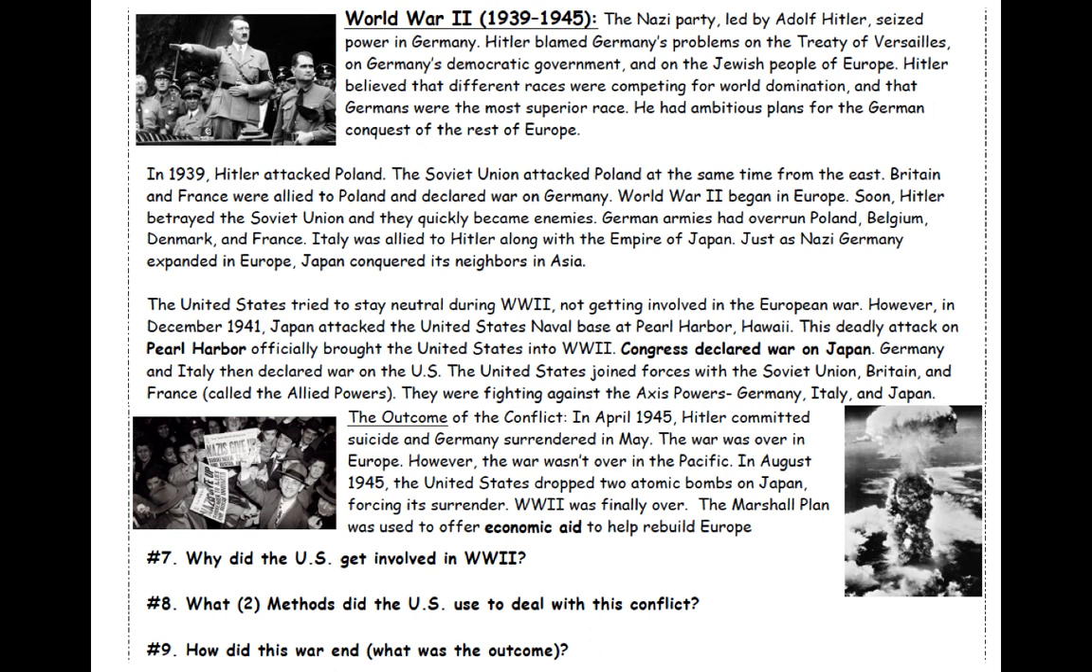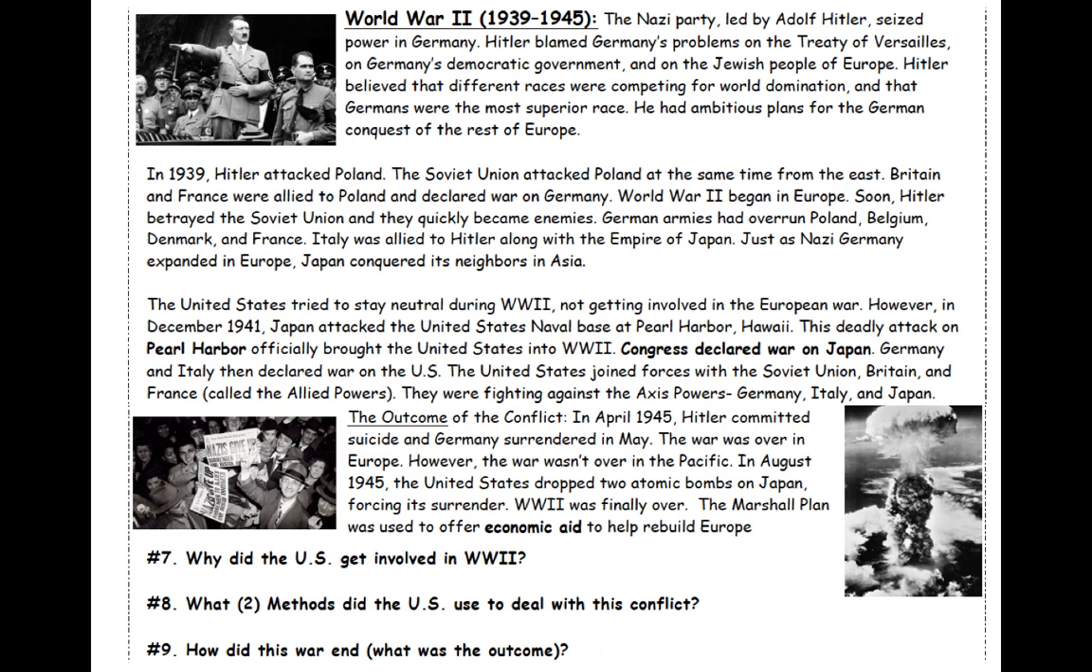In 1939, Hitler attacked Poland. The Soviet Union attacked Poland at the same exact time from the east. Britain and France were allied to Poland, and they declared war on Germany. World War II began in Europe. Soon, Hitler betrayed the Soviet Union, and they quickly became enemies. So you're going to see, even though the Soviet Union attacked Poland at the same time as Germany did, they both attacked Poland at the same time.